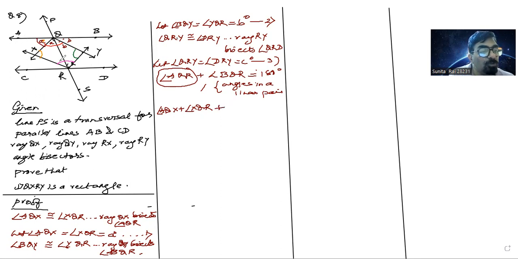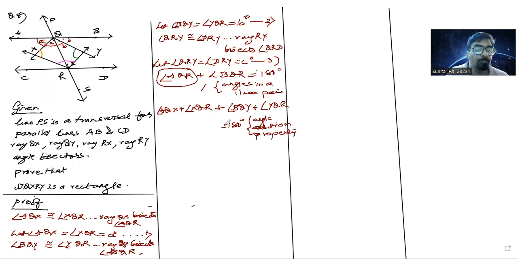Can you see BQR? It can be split as BQY plus YQR. So BQY plus angle YQR is equal to 180 degrees. The reason is the angle addition property. The big angle, I split it into two parts. Angle addition property.